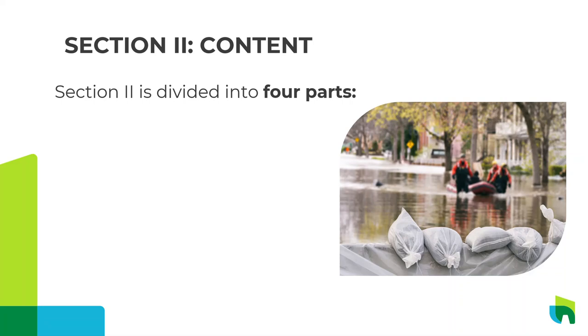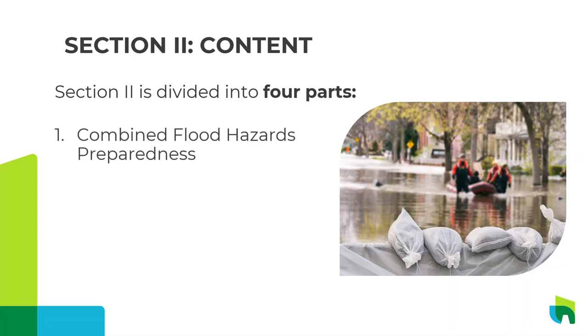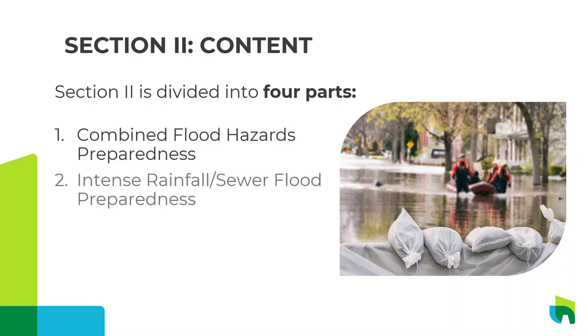Section 2 is divided into 4 parts, each focused on a specific area of municipal flood preparedness. First, combined flood hazard preparedness. This assesses broader planning efforts such as climate change projections and stormwater management plans. Second, intense rainfall and sewer flood preparedness. This section assesses whether flood risk maps are available and up to date in relation to intense rainfall and sewer backup.